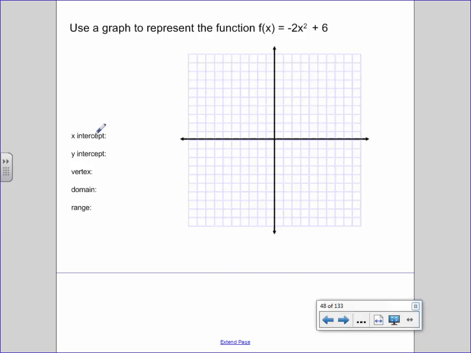Could you find me the x-intercepts? Could you find me the y-intercept? By the way, what's the y-intercept? 6, right? It's right there. With the calculator, could you find me the vertex? The domain, by the way, is always x as an element of the reals right now. And then once you find the vertex, you find the range. If you guys feel like you can do this, let's move on. If not, can we talk later? Does that work? Okay.